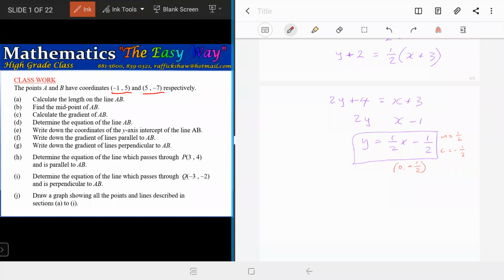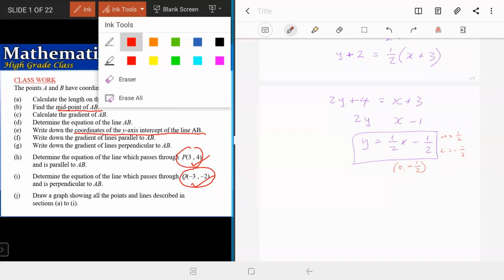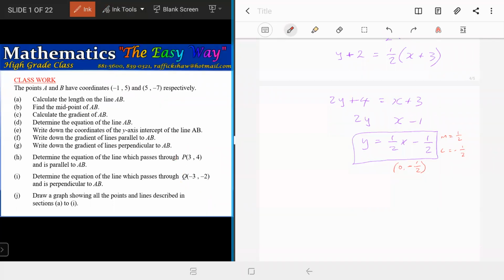So I'm going to show these 2 points. I'm going to show the midpoint. I spoke about the y-axis intercept, so I'm going to show that. We have to show the parallel line and the perpendicular line. We have to show everything that they spoke about, all the points and all the lines. Everything they spoke about in this question, they want us to show. All right? So, bam.